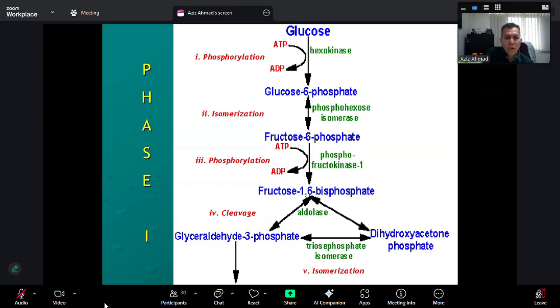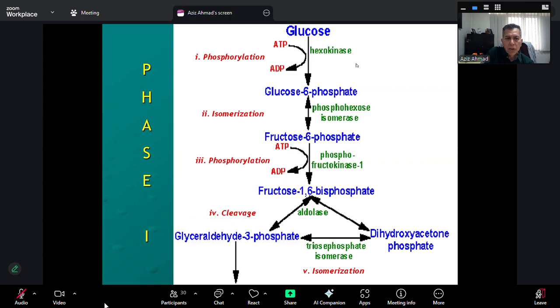Okay, from glucose 6-phosphate, it will be isomerized into fructose 6-phosphate by phosphohexoisomerase. Fructose is sweeter compared to glucose. And long chains of fructose are inulin. Inulin you can get from onion. But be aware of taking too much fructose over a long time because it can cause diabetes.